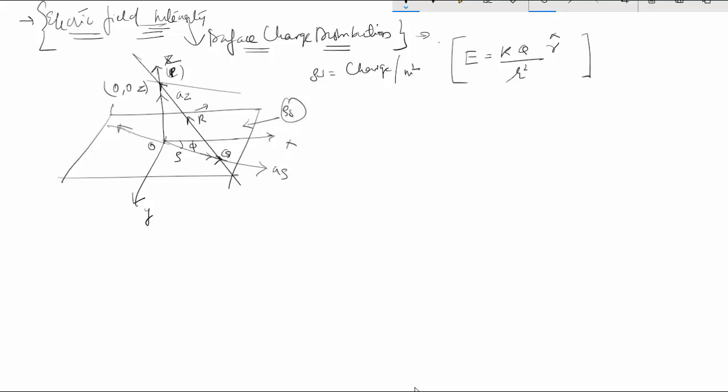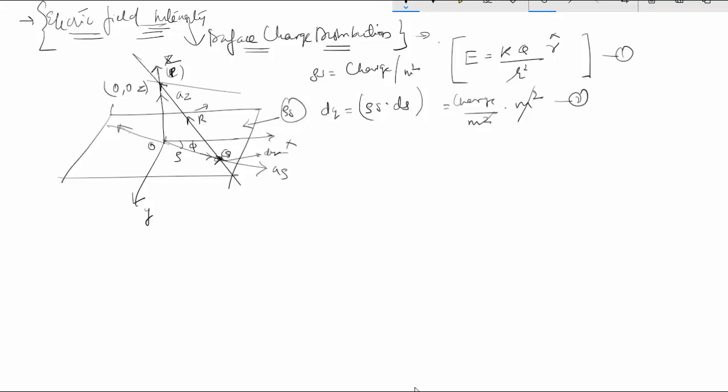If I am considering an infinitely small charge dq, which is located here, I can say that my dq is equal to rho s into ds, that is equal to charge per meter square into meter square. So this will give my charge. So that is my dq. This is the first equation which I am using, and this is the second equation which I am using.